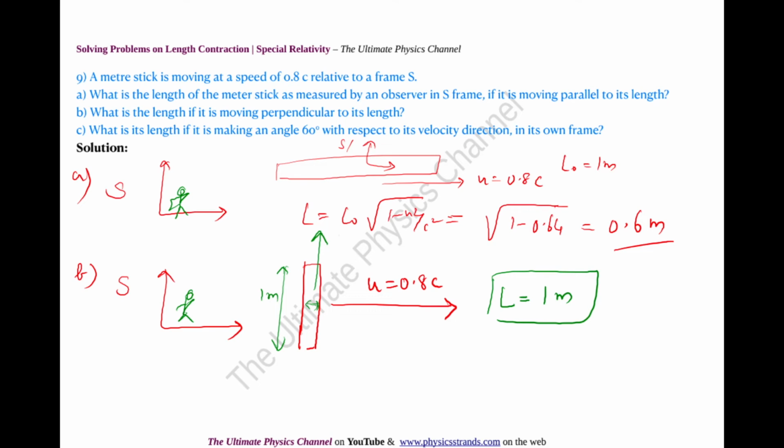Okay, so what is this thing? 60 degree angle it is making. So let me get back to the question again. What is its length if it is making an angle 60 degree with respect to its velocity direction in its own frame? So the meter stick in its own frame has an angle of 60 degrees.